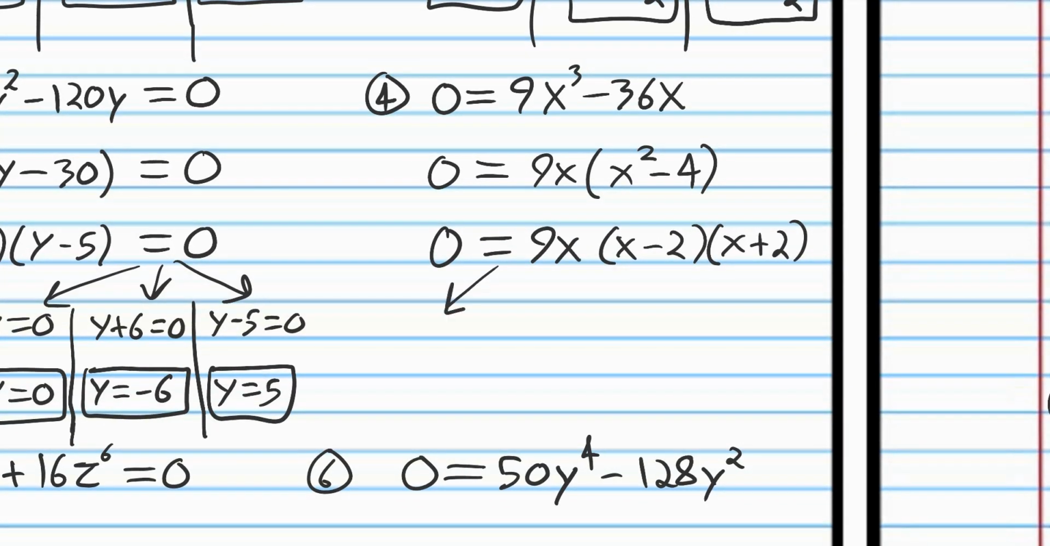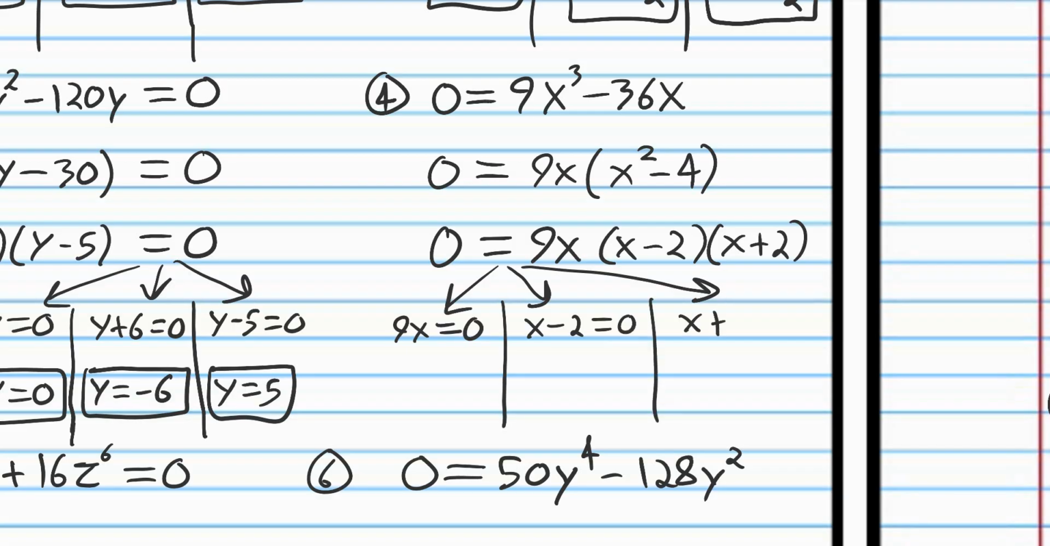All right, so now we break the equation into 3 parts because we know these 3 factors are going to give us 3 possible solutions. So if 9x is equal to 0, that would make the equation 0, and if x minus 2 is equal to 0, that would make the equation 0, and if x plus 2 is equal to 0, that would make the equation 0.